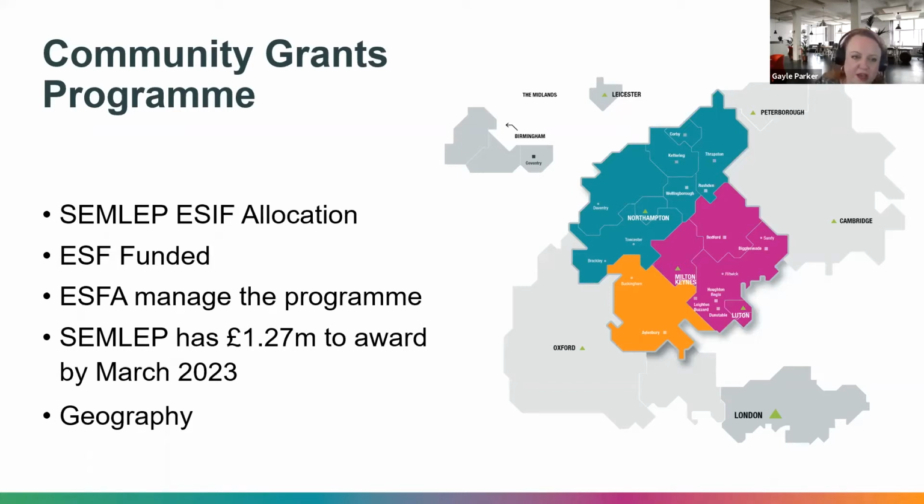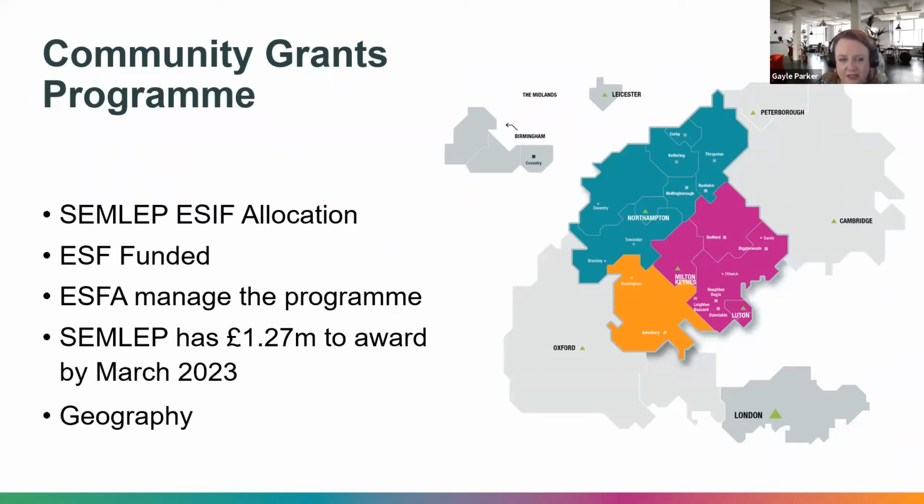So the actual grant itself is to award to community groups. So these can be voluntary social enterprise organisations, but they have to be not-for-profit, and you have to clearly demonstrate your eligibility, and we'll get onto that in a bit more detail later. And the grants are between £10,000 and £20,000 in total. No match funding is required.